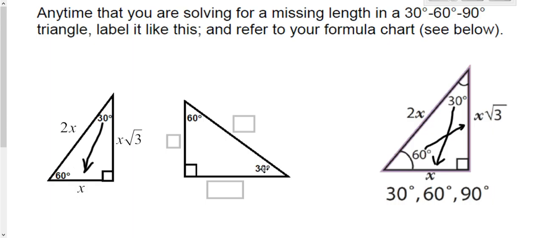Here we go again. I start at the 30, go opposite it. There's my x side. There's the 60 degree angle. Which side is opposite it? This one right here, and that is x times the square root of 3. And the hypotenuse is 2x. So once you got that done, it's as easy as the last lesson. Let's look at a few examples.